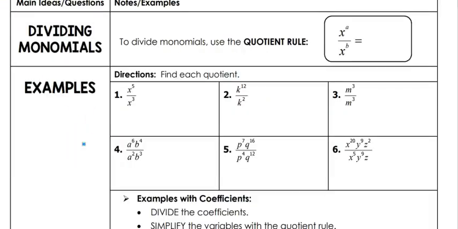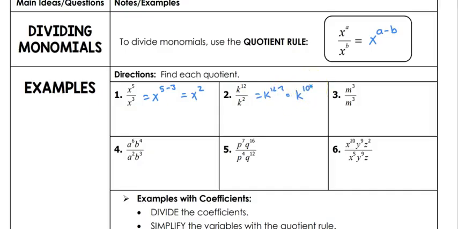The last thing we're going to look at is dividing. For dividing, we have a rule. Multiplication and division are opposites of each other, which means that when we divide, we're going to do the opposite with the exponents. So we're going to subtract the exponents. x to the fifth divided by x to the third is equal to x to the 5 minus 3, or x squared. k to the 12th divided by k squared is equal to k to the 12 minus 2, which is k to the 10th power.